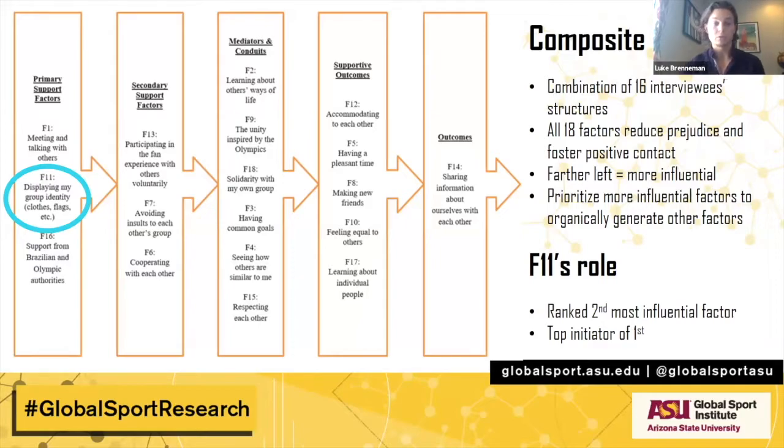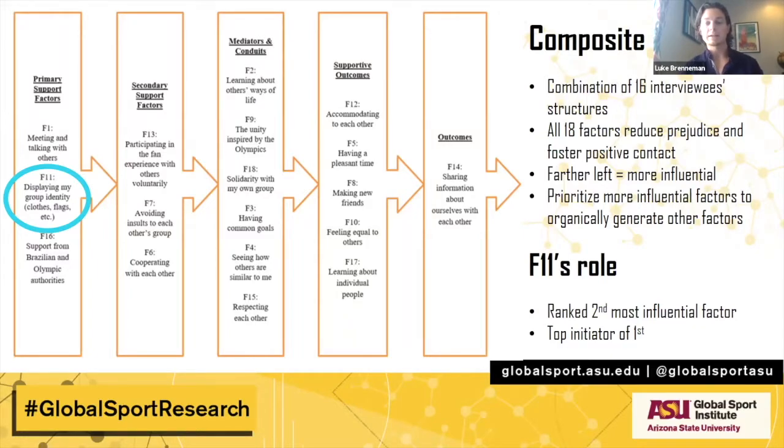Now, it's important to note that all 18 of these factors are shown to reduce prejudice and foster positive contact on their own. This is digging deeper into how they work together, and which ones help to generate the others. So this can help organizers and federations prioritize the more influential factors in order to organically generate the factors that are farther to the right.